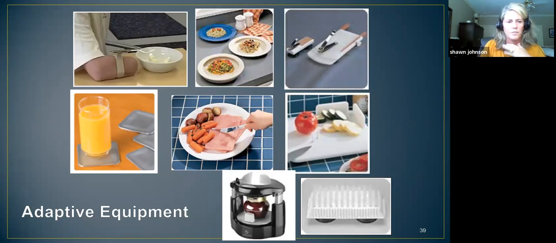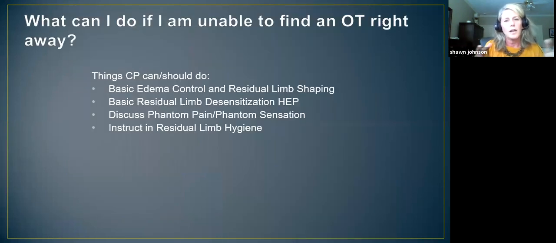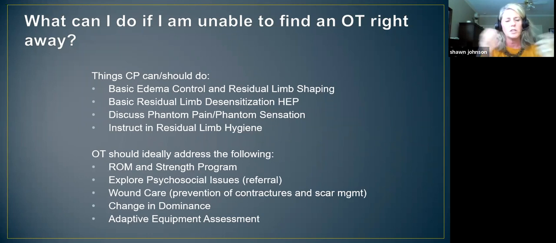Okay, so what can you do if you're unable to find an OT right away? You can and should do your residual limb shaping. You can talk to them about a desensitization program and give them a home program. At least have the conversation about phantom pain and phantom sensation, and that phantom sensation is completely normal, it's just being able to feel that missing limb that's no longer there, but phantom pain is something that needs to be addressed. And then instruct them in residual limb hygiene. But OT ideally should address range of motion and strength program, exploring psychosocial issues, wound care, change in dominance, and adaptive equipment.